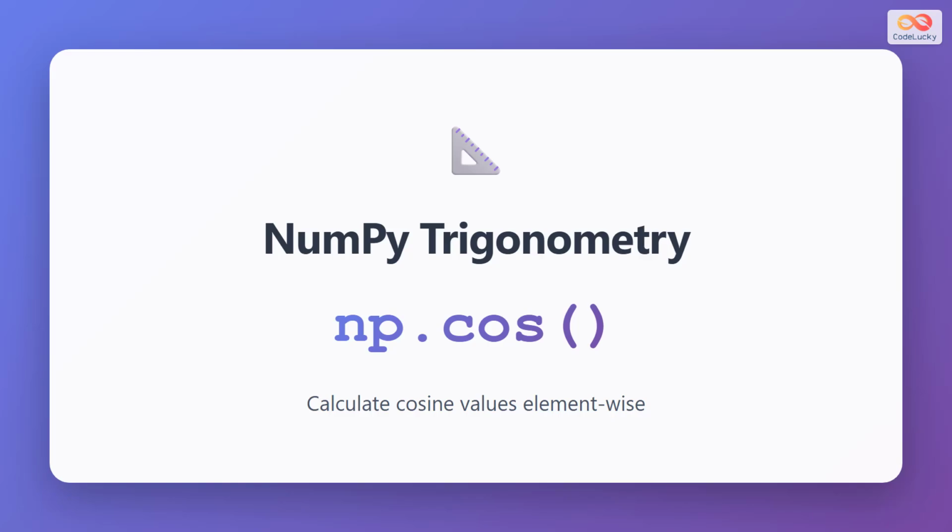Welcome to this tutorial on NumPy Trigonometry. Today, we'll explore the np.cos function, which allows you to calculate cosine values element-wise in NumPy arrays.